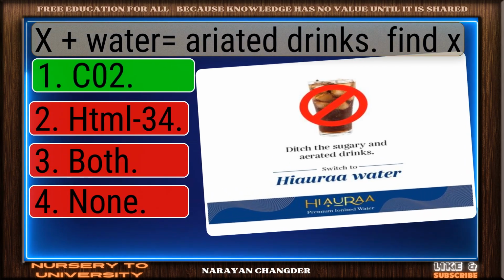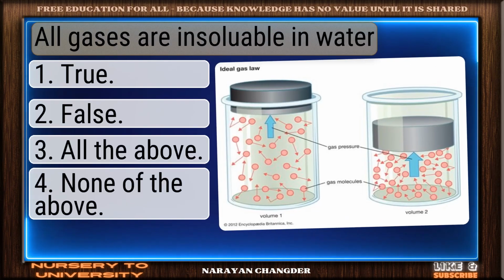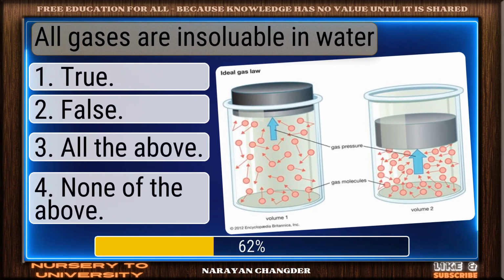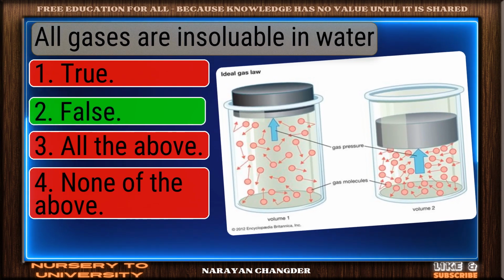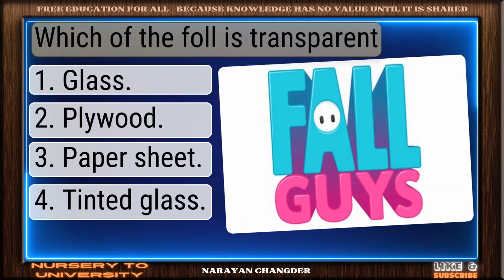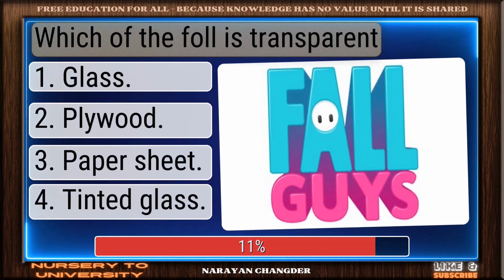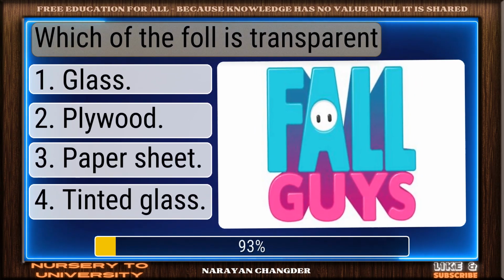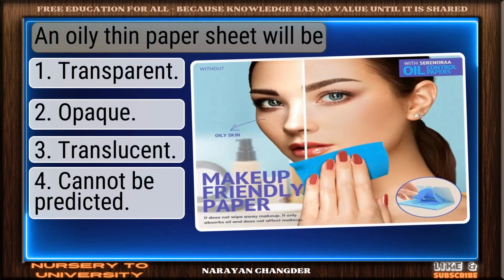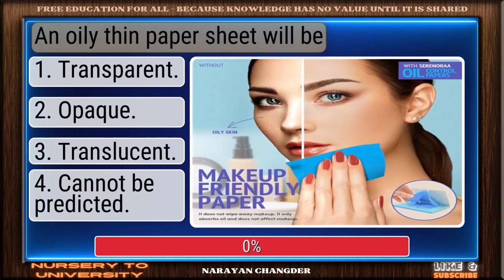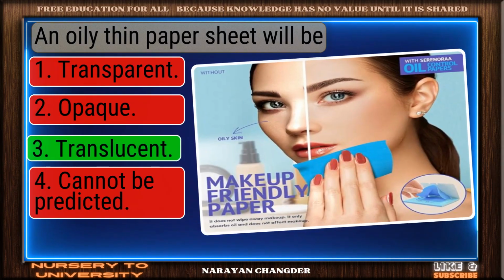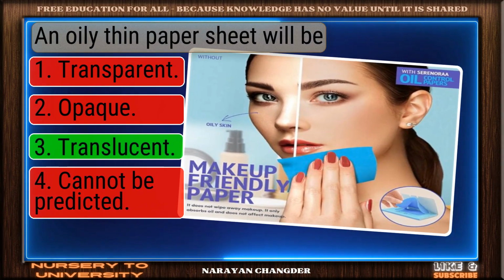Right again. CO2 is a valid answer. All gases are insoluble in water. You chose false, and it is correct. Which of the following is transparent? Great thinking. Glass is the right choice. An oily thin paper sheet will be... Smart pick. Translucent is the correct choice.